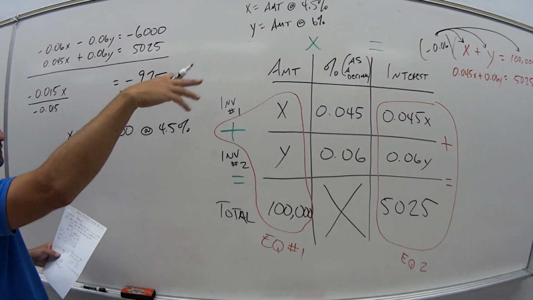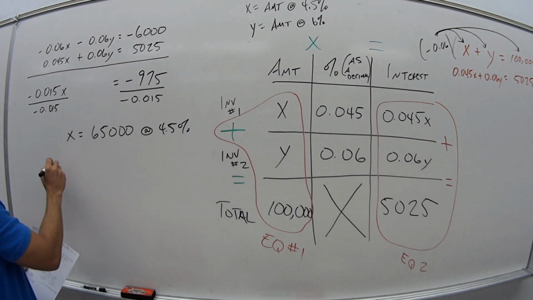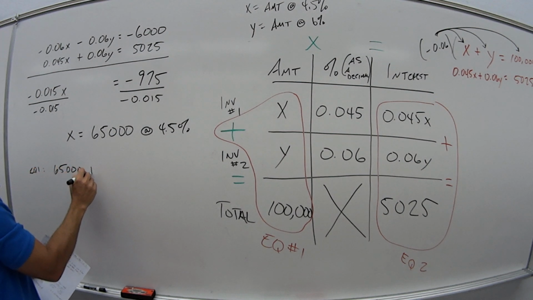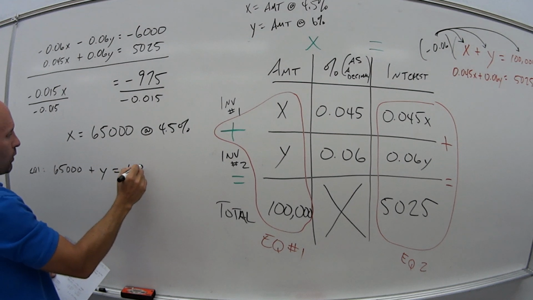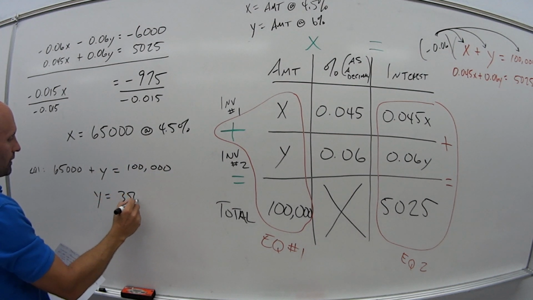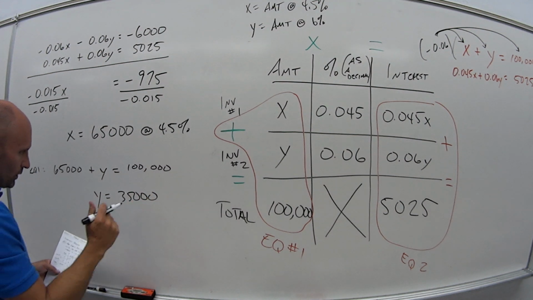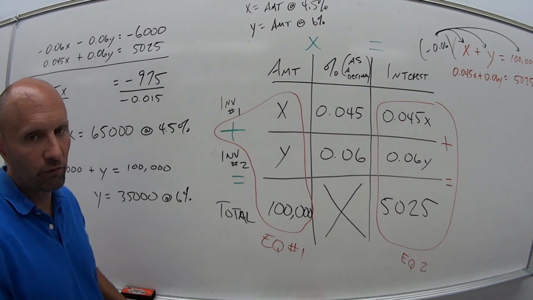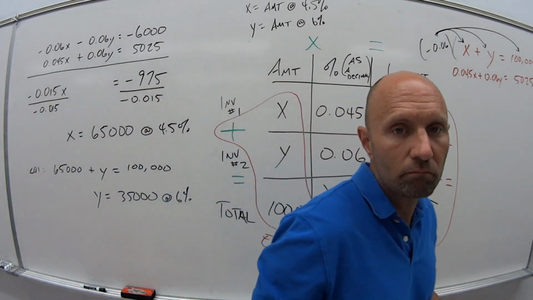So that would be what? I can use either equation. So I know that x, which is 65,000, if I use equation 1, 65,000 plus y has to be 100,000, which means y is equal to 35,000, which is the amount that was invested at 6%. And that's it.